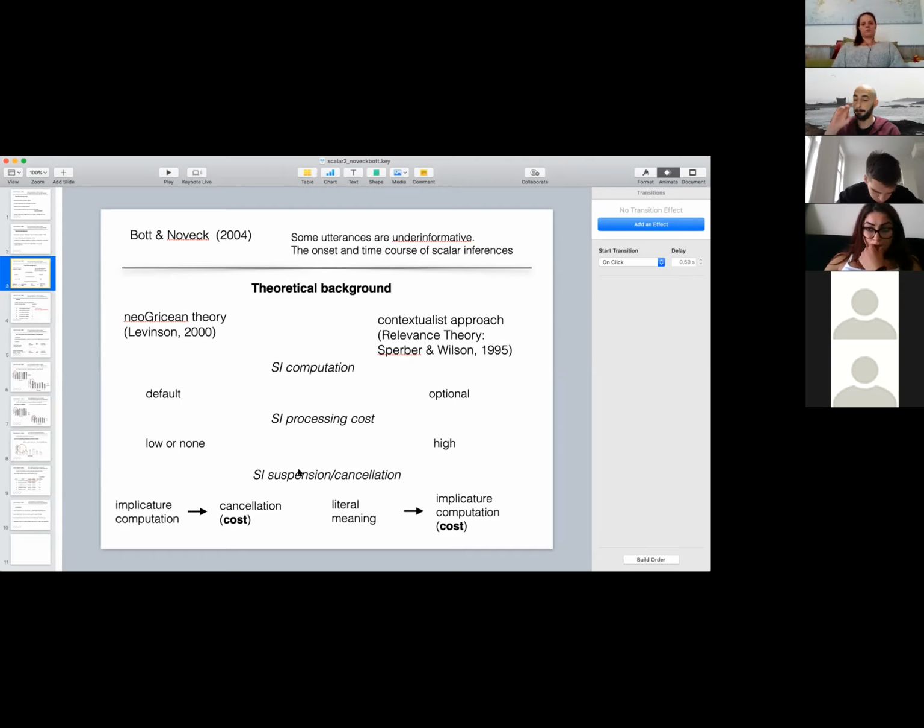A very clear notion about this comes a little bit from the idea of modularity of language, and Levinson is quite explicit about that. So implicatures are computed by a sort of pragmatic module, which takes as input the output of the semantic computation.